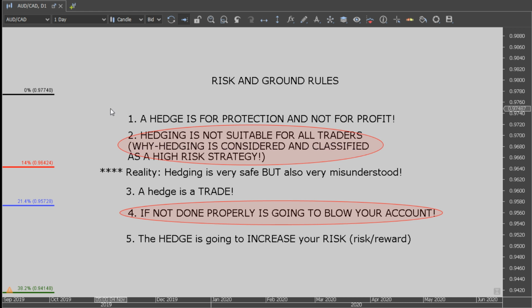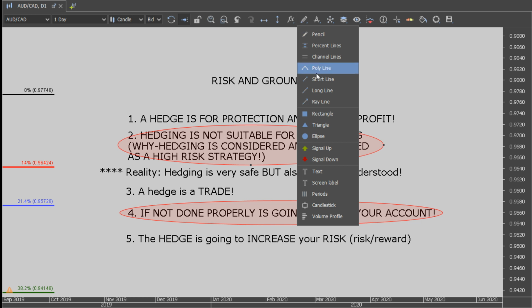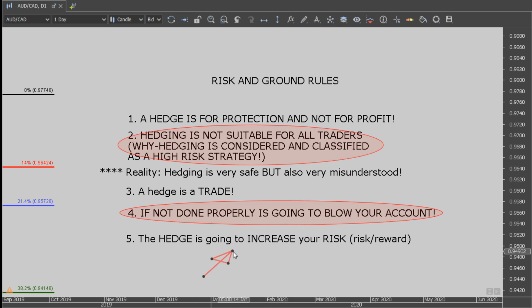It sounds, how can we say, it doesn't make sense, because I'm telling you that the hedge is for protection, but I'm also telling you that the hedge is going to increase your risk. It's contrary, right? Passion, how is the hedge going to increase my risk and at the same time protect me? It doesn't make any sense. It's going to make sense. I'm going to explain everything. Any questions so far?